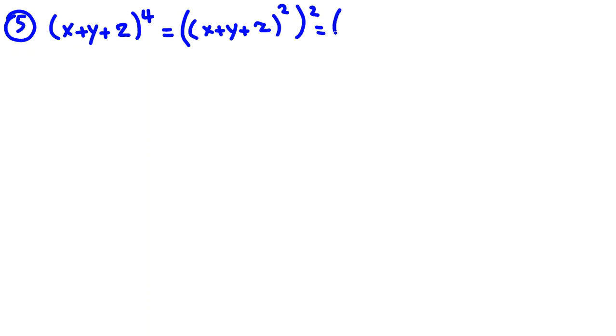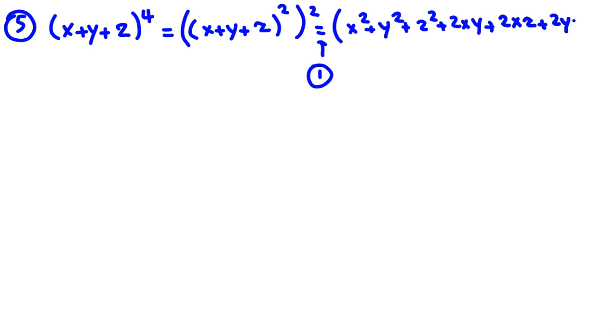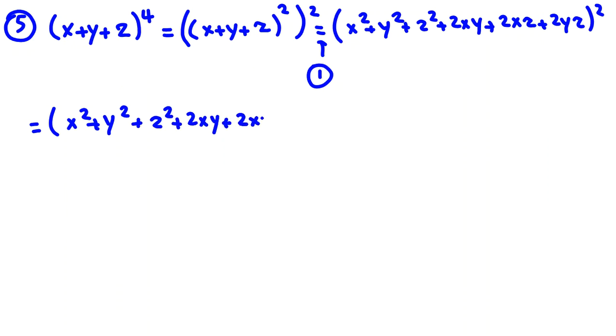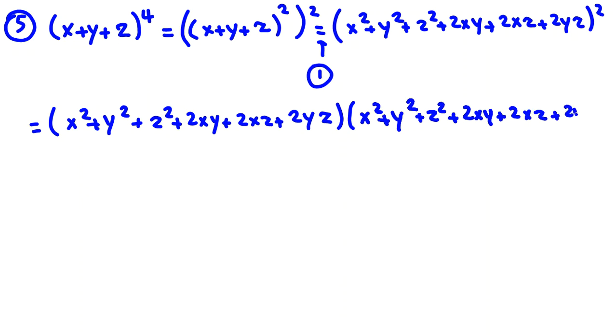So you say it will be (x plus y plus z) squared from the first identity: (x squared plus y squared plus z squared plus 2xy plus 2xz plus 2yz) squared. So here I should write it twice: x squared plus y squared plus z squared plus 2xy plus 2xz plus 2yz. This one times itself: x squared plus y squared plus z squared plus 2xy plus 2xz plus 2yz.